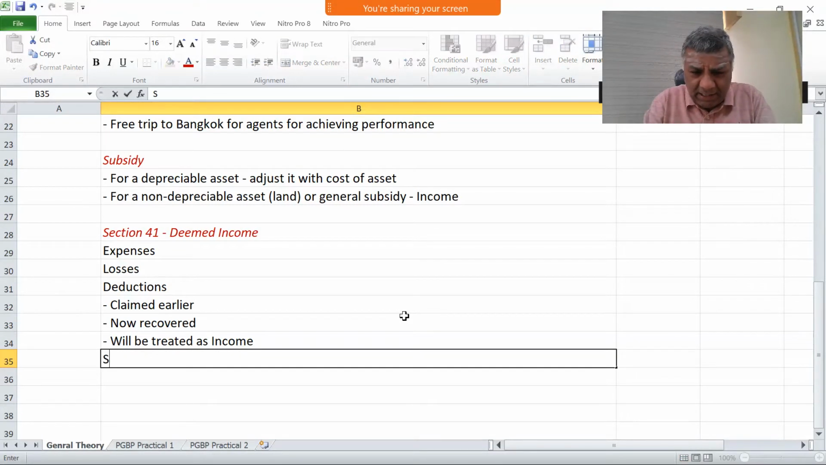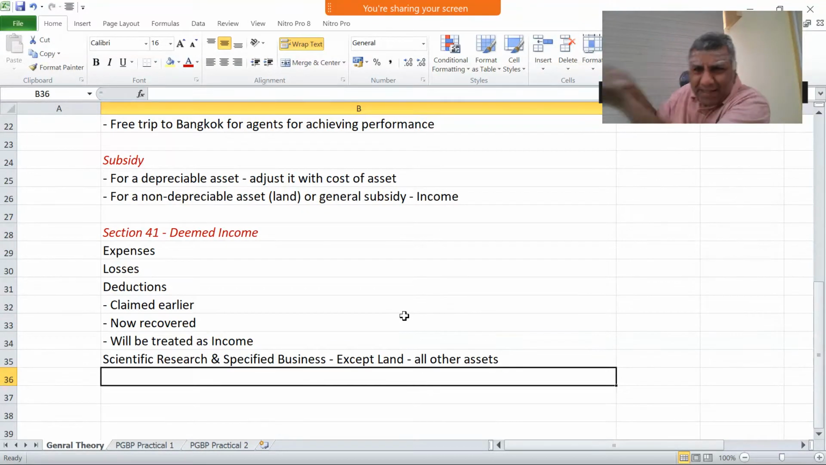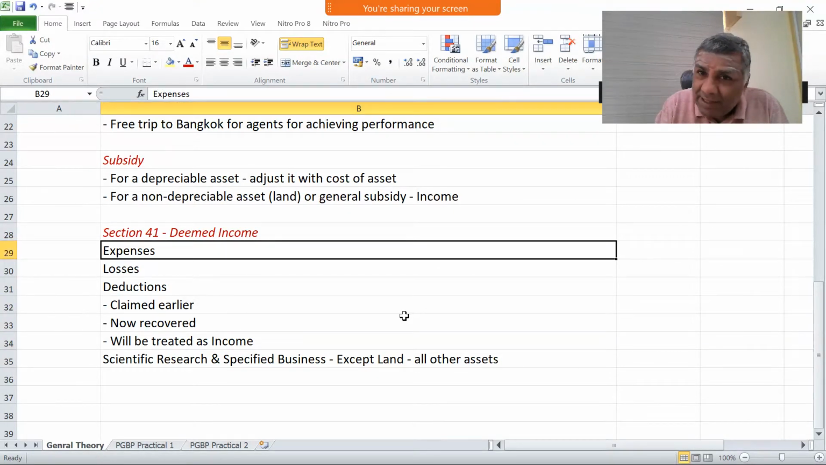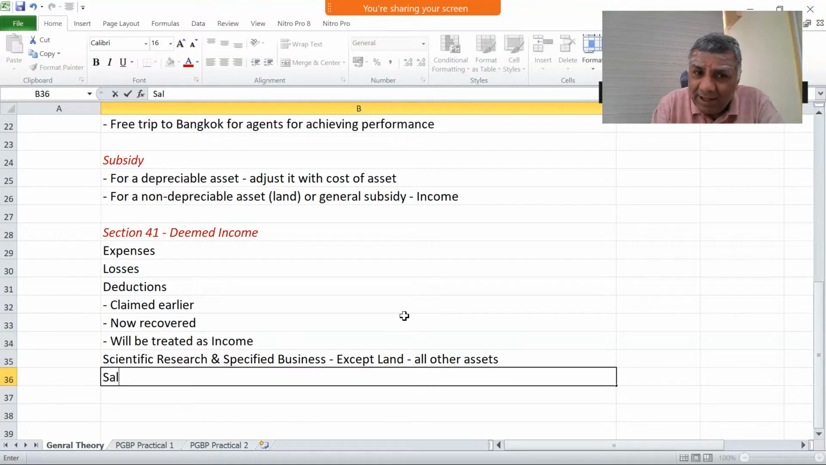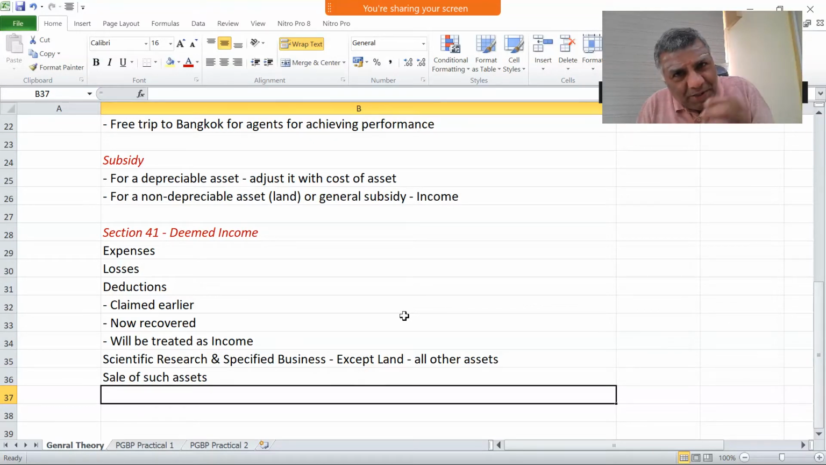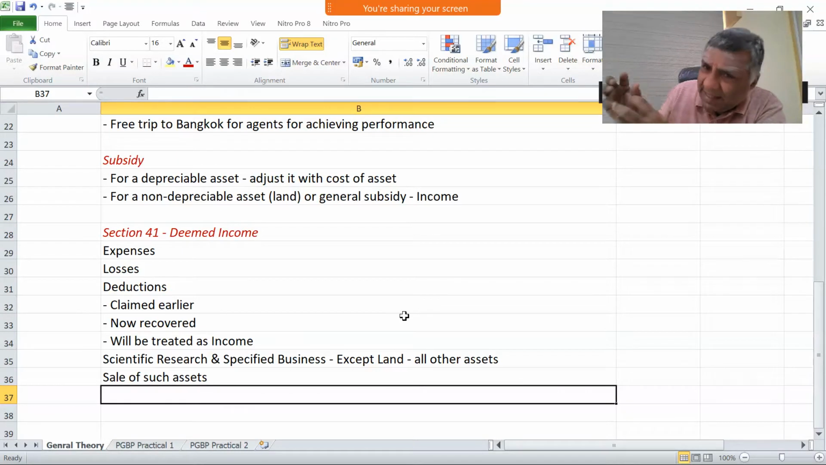The law says scientific research and specified business, except land, all other assets also you can claim as deduction. You cannot claim for land, but for building, plant and machinery, equipments, the entire asset value itself you can claim as deduction. You claimed it as expenses. Sale of such assets: after the research, after the specified business, after some point of time, you are selling that asset.